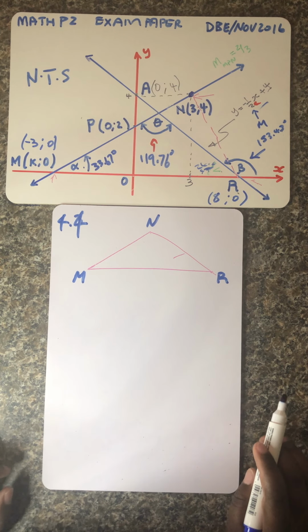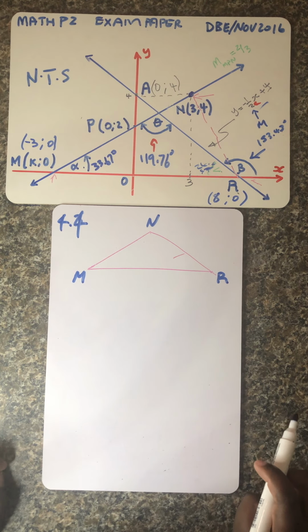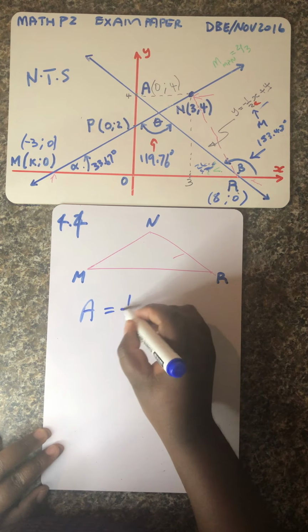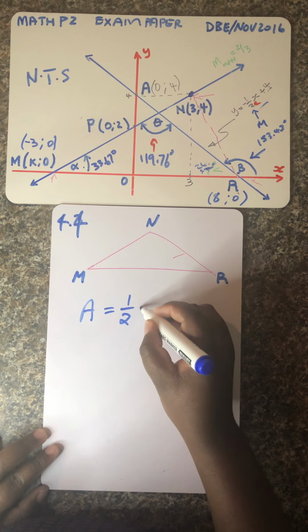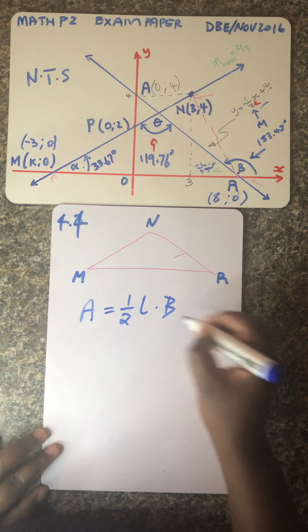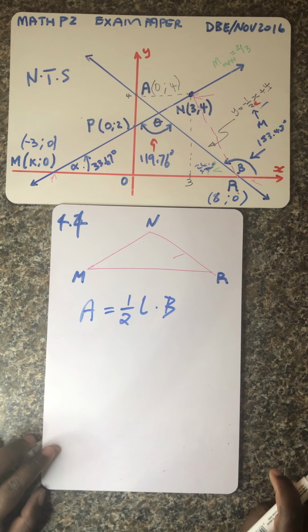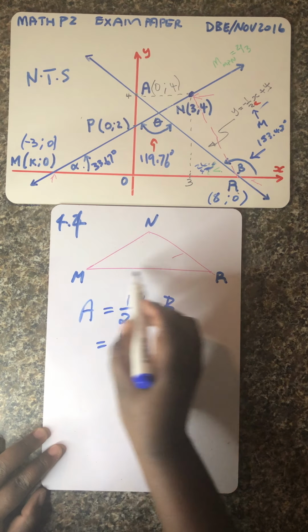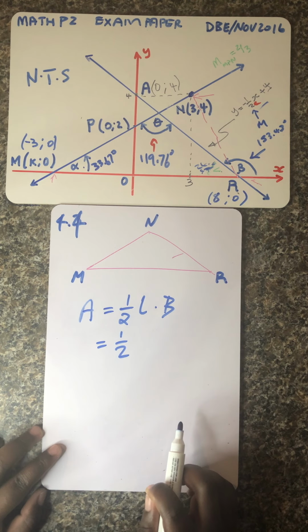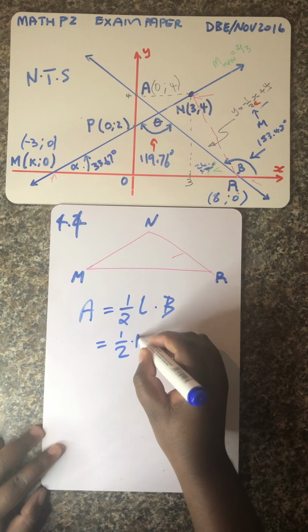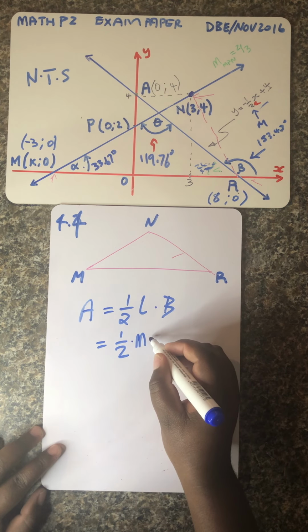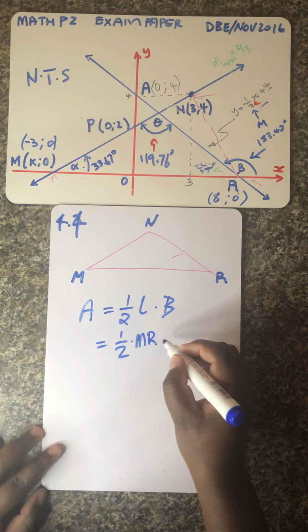Okay, so guys, it's one of those easy questions. You just need to know the formula for the area of a triangle. We know the area of a triangle is equal to half times length times breadth. So in this case it will be an area of half, and this will be the length, which is MR.